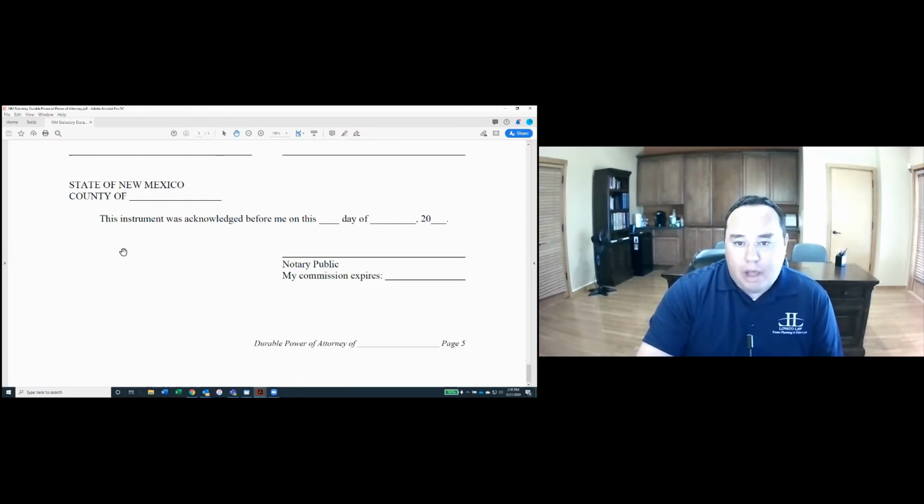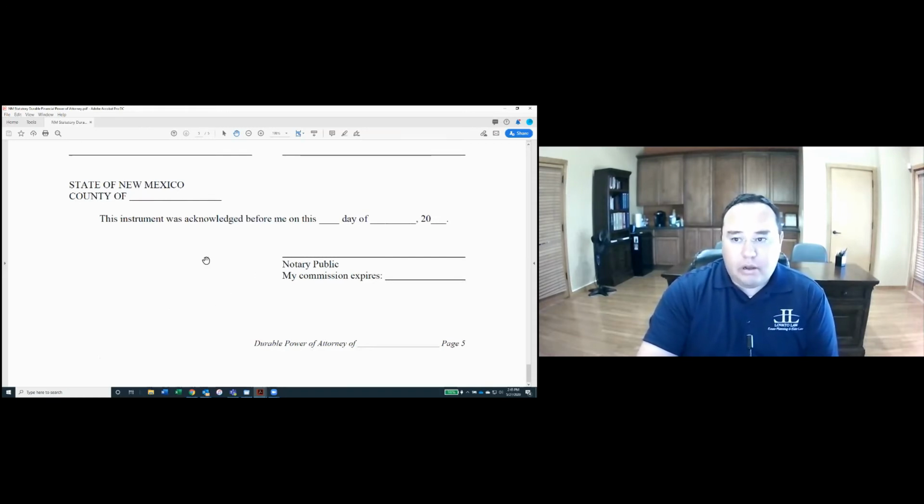And then finally at the bottom there is a notary block. So you'll see here, State of New Mexico, County of blank. This is where a notary public would fill out the county where they're notarizing this. They would say that it was acknowledged before them on the day that you signed it. They would sign their name, put their stamp in this area here.